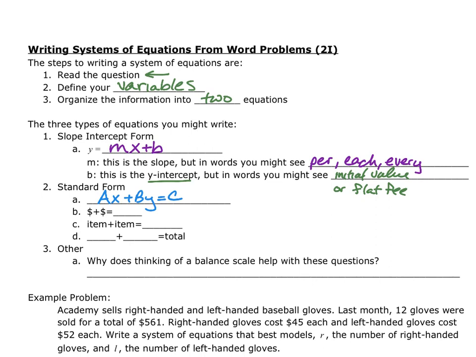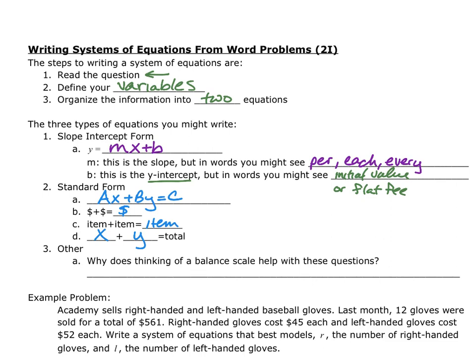Now, when we're organizing this information into 2 equations, you got to make sure you keep money plus money equals money. Item plus item equals items. Look at the labels. What are they labeled? They need to go together. And then if you have a total equation, like the total number of nickels and dimes, you just add up x and y. And the third type of equation is our other.